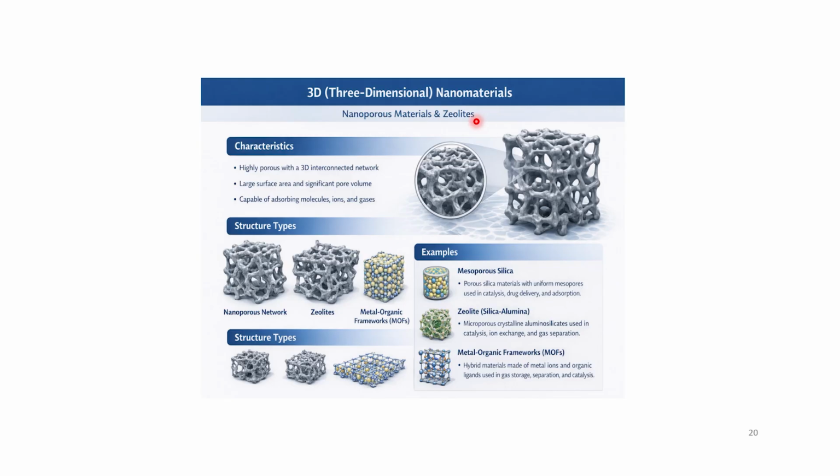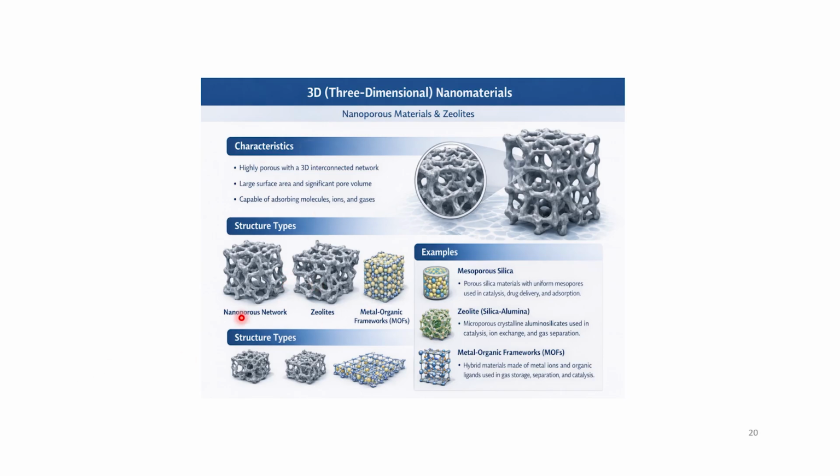So, that is a three-dimensional nanomaterial, nanoporous materials and zeolites. That is how they might look. That is just an animated image. These are highly porous with a 3D interconnected network. If they are highly porous and have a 3D interconnected network, they'll have a very large surface area and a significant pore volume. So now you can imagine the functions that you can utilize from this. They are capable of absorbing molecules, ions and gases.